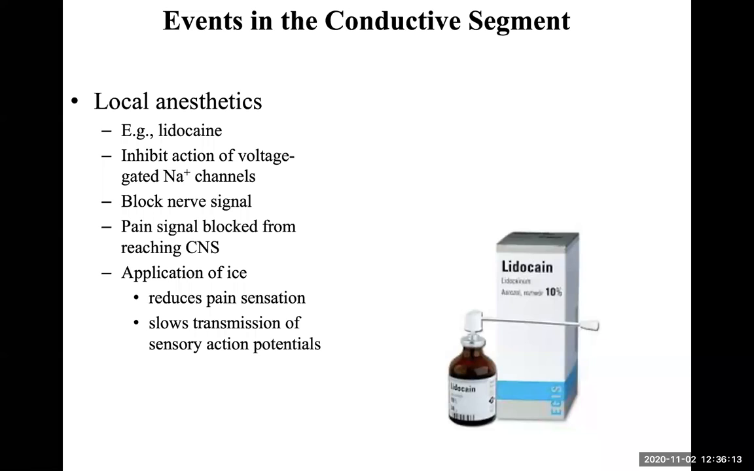So lidocaine is a local anesthetic, so it causes numbness in the area in which it is applied. And the way in which lidocaine works is that it essentially inhibits the voltage gated sodium channels. And if you inhibit the ability of those voltage gated sodium channels, if you make it so that they can't open, you're not going to ever generate an action potential. And if you don't generate an action potential, you don't have a nerve signal, right?